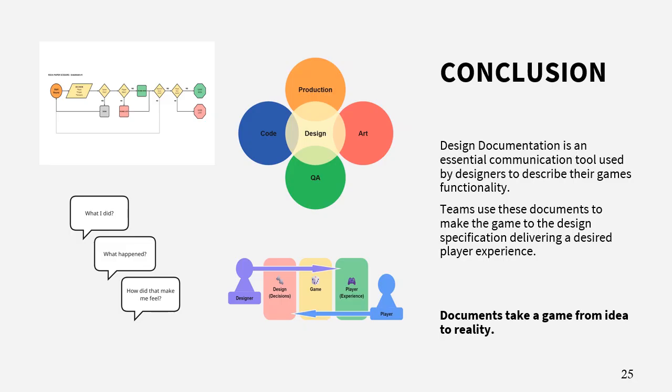In conclusion, design documentation is an essential communication tool used by designers to describe a game's functionality and form. Teams will use this document to make the game, to design specification and deliver the desired player experience. Creating good design documentation takes time and effort, and designers must consider what information to include in a document, as well as what is the best way to format this information, taking into account the purpose of the document and who will be using it.